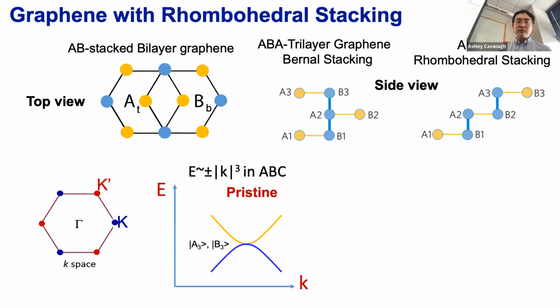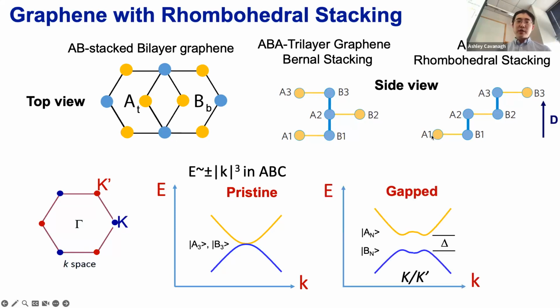First of all, the intrinsic form of rhombohedral stacking graphene is a zero band gap semimetal. It has a band touching point that remains degenerate, because the two atoms that contribute to those low energy states come from the very top layer and the very bottom layer. They don't talk to each other directly. So in the pristine form it has zero band gap, and the band dispersion is roughly momentum to the cube, because this atom has to go across all the layers before it can reach the other atom.